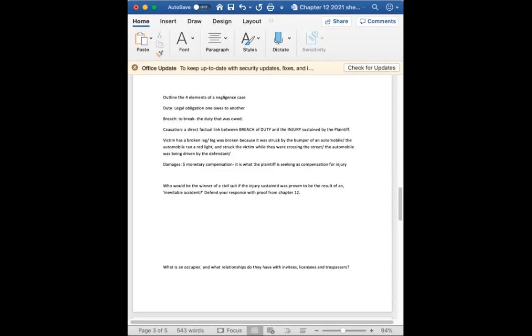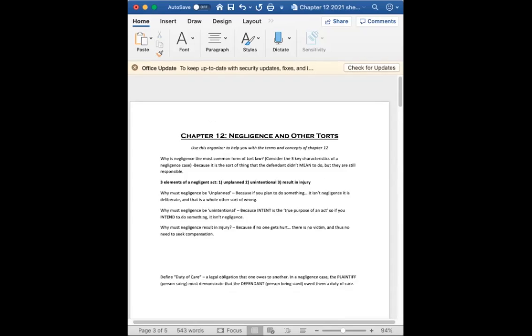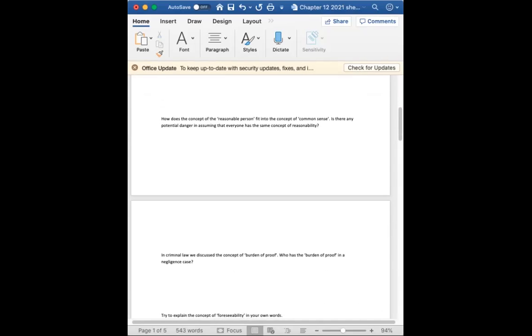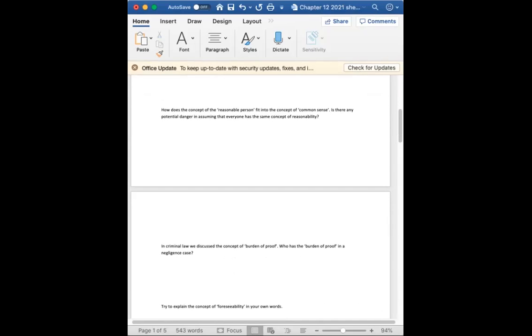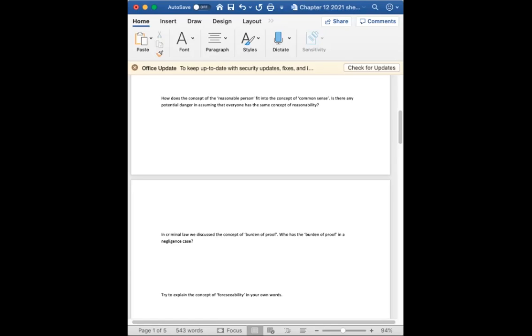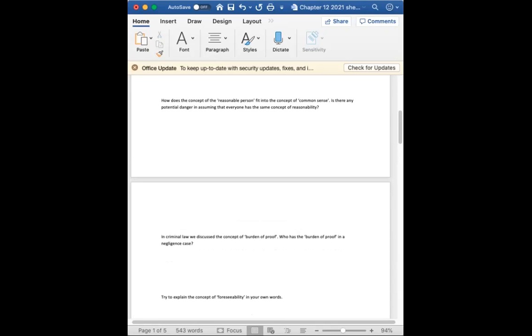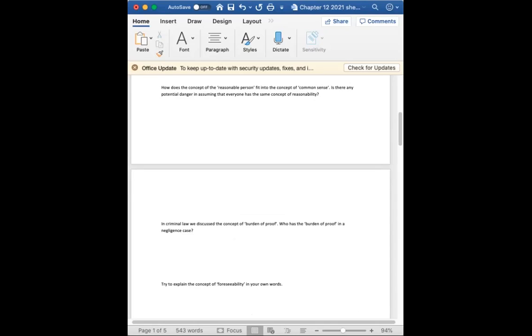Okay. So I'm kind of moving back and forth in this question packet, and that's fine. Kind of going back up to the beginning again. I'm going to skip this burden of proof thing right now. I want to really talk about the idea of the reasonable person, common sense, and the concept of foreseeability. We're going to go to the textbook as well.